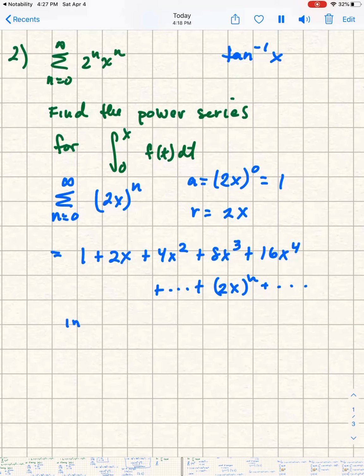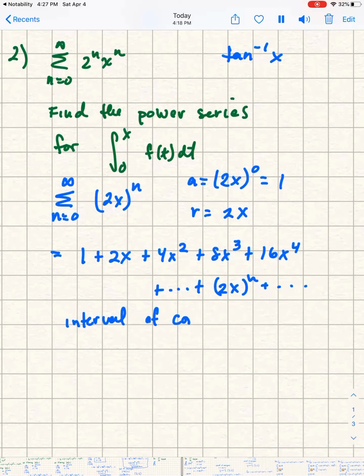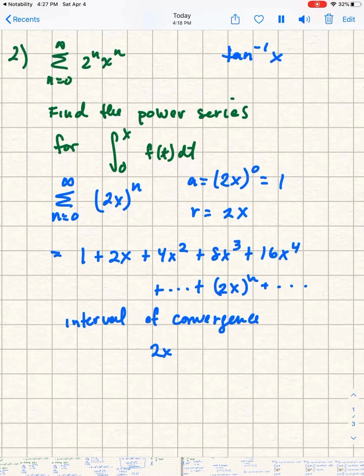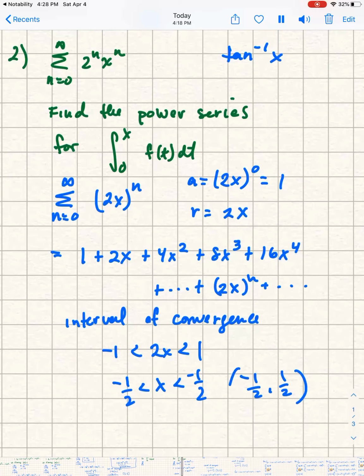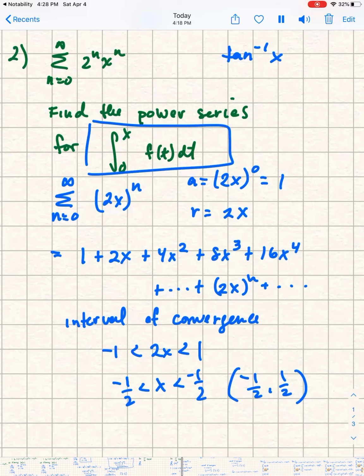If we're looking for our interval of convergence, again, you're just taking that common ratio and making sure it's between -1 and 1. So in our case, we want x to be between -1/2 and +1/2. Or you could write it in interval notation this way. Okay, but what I didn't do yet was how do we do the integral of this whole thing?